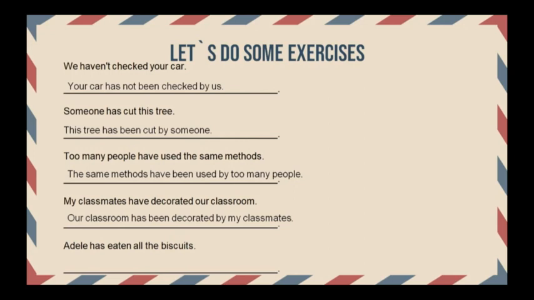And the next one, Adele has eaten all the biscuits. Okay, Adele is the subject, has eaten is a verb in present perfect simple, and all the biscuits is the object. So all the biscuits will be the subject in a passive sentence. Then, all the biscuits have been eaten by Adele.